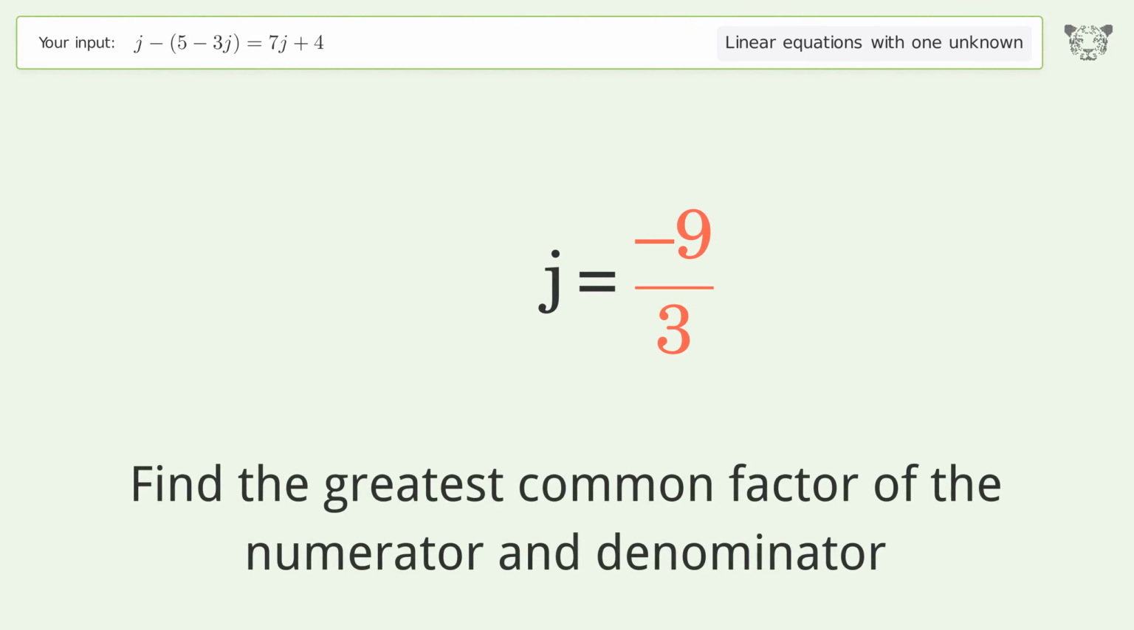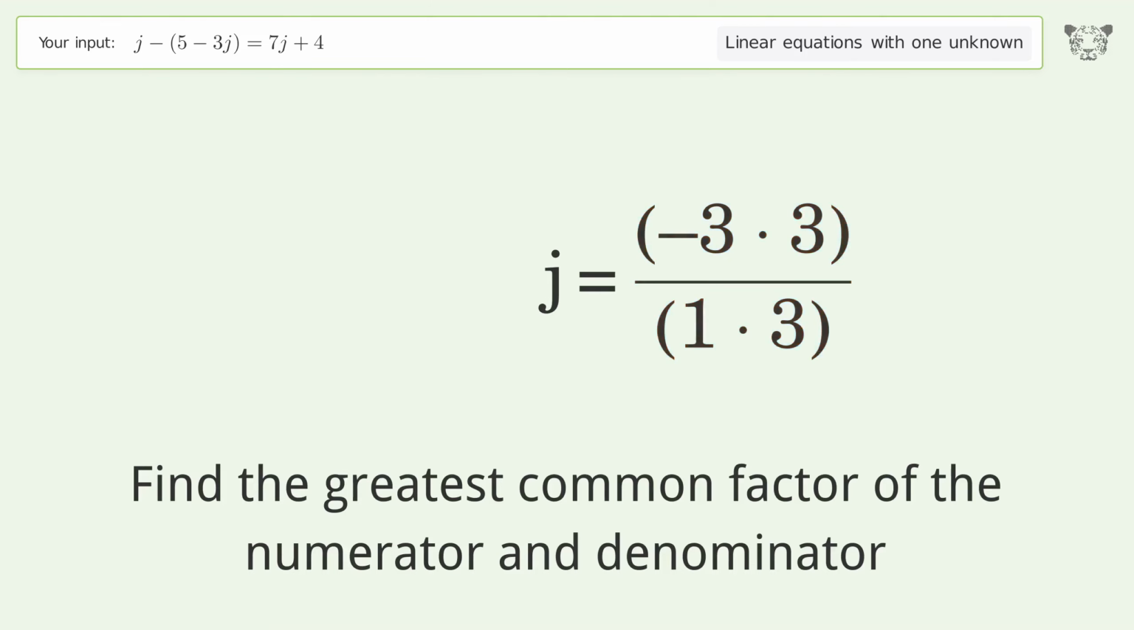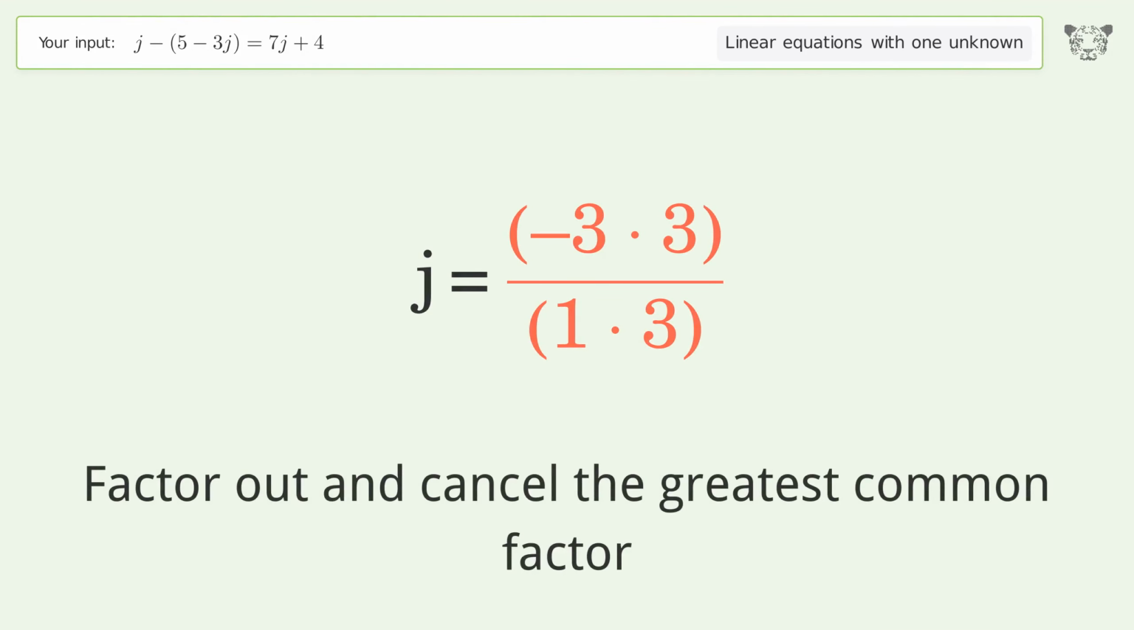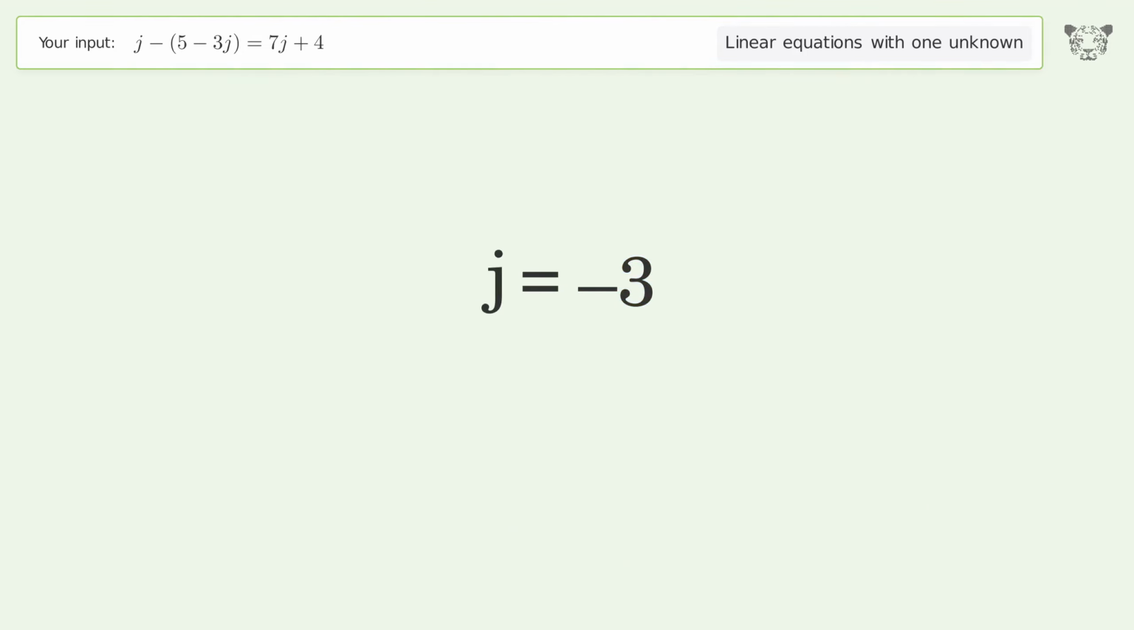Find the greatest common factor of the numerator and denominator. Factor out and cancel the greatest common factor. And so the final result is j equals -3.